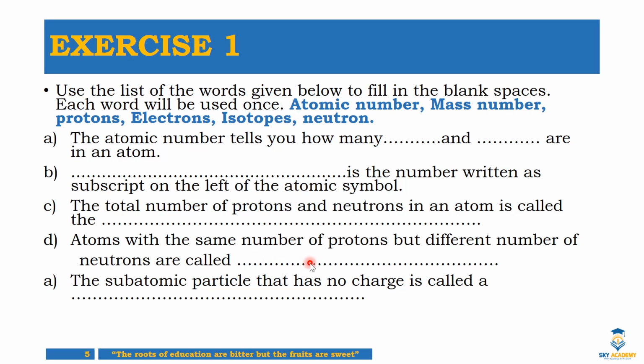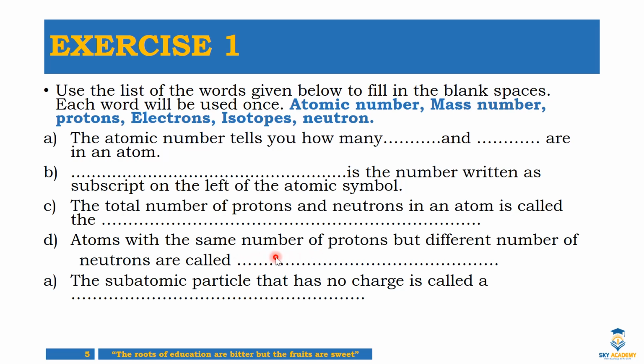We have seen that isotopes are atoms which have the same number of protons but different number of neutrons or different mass. Having different mass means that they have different neutron numbers, because the protons do not change. Protons do not change, but the neutrons change, and as the neutrons change, the mass number also changes. That's why here we are filling in isotope.